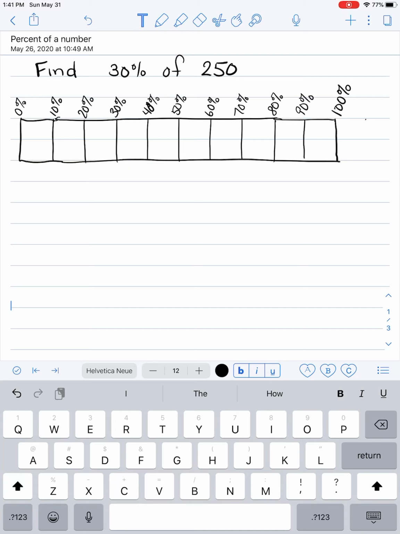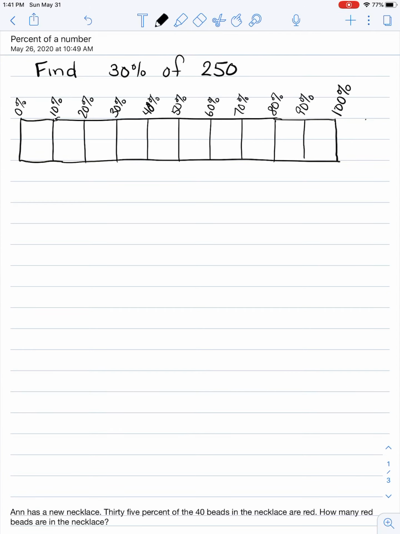So what does that mean? It means that the whole thing or total is going to be 250. And right down here, I've made what we call a bar model. A bar model is simply a rectangle, and the total represented by the bar model is the whole thing, okay? And in this case, it's 250 because that's the total.